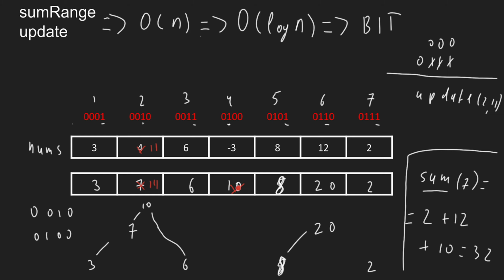So that means we are going to also update the value here. We are also adding the 7 here, right? We are adding our difference. So 11 minus 4, we are adding 7 here, it's 14, and we are adding 7 here, which is now 17. And again, the time complexity of our update function is also log of n.